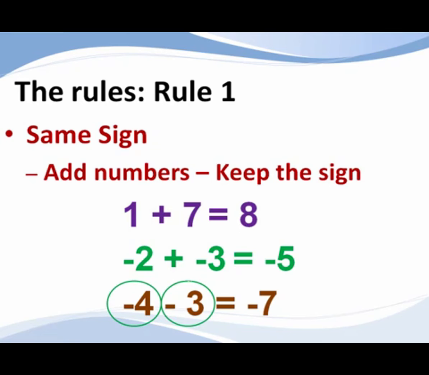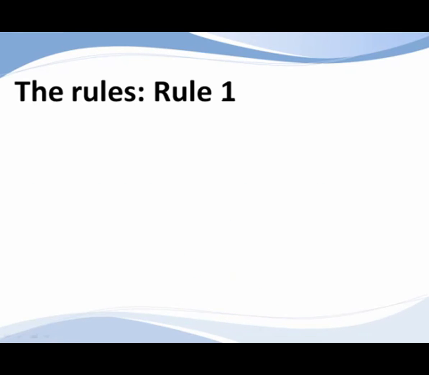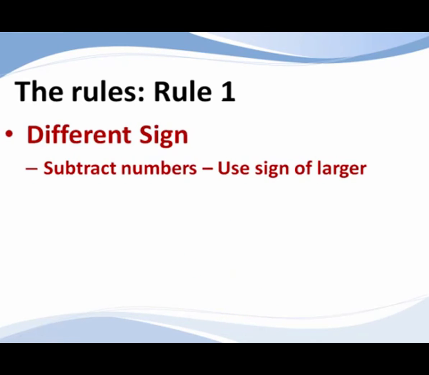Rule number 2. Combining numbers when the signs are different. When the signs are different, subtract the numbers, then use the sign of the number with the greater magnitude. For example, 1 plus a -7. The signs are different. Following the rule we just said, we find the difference between the numbers and then use the sign of the number with the greater magnitude. The difference between 1 and 7 is 6. The larger number is negative, so the answer is -6.